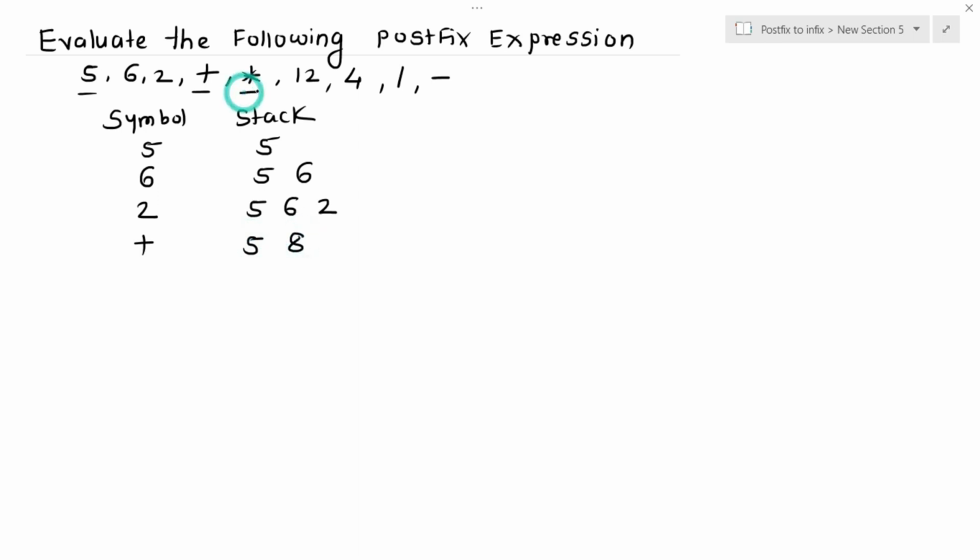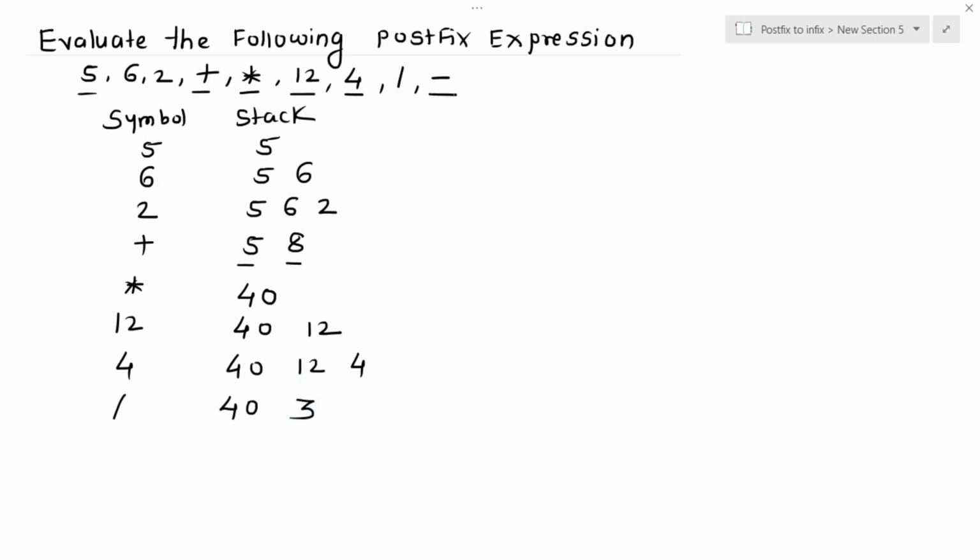Then we have multiplication. So we have only 2 operands left, 5 and 8. So 5 multiplied by 8, the answer is 40. Then we have 12. So write down 40 and here 12. We have 2 operands, 40 and 12. The next symbol is 4. So we have 40, 12 and 4, 3 operands. The next symbol is division. Now top of the stack are 12 and 4. So 40 as it is. 12 divided by 4, that is 3.